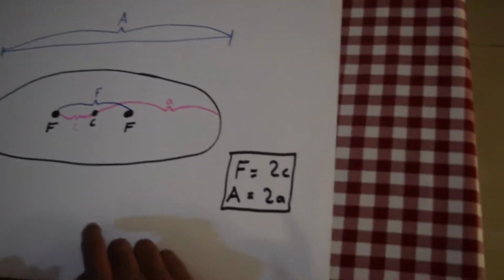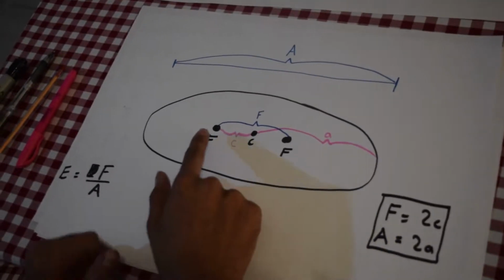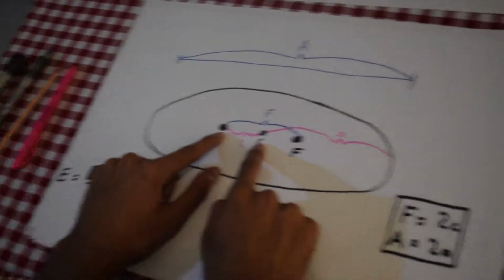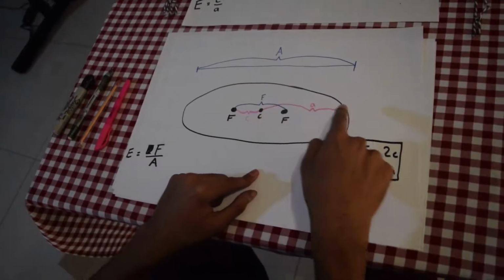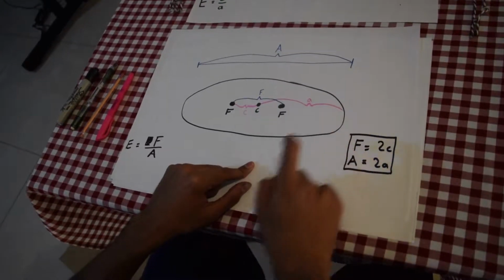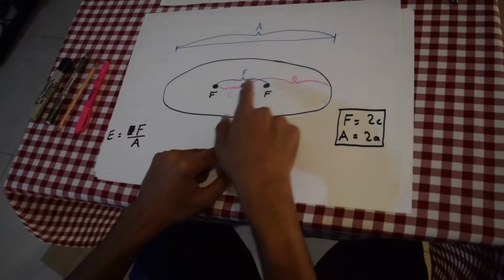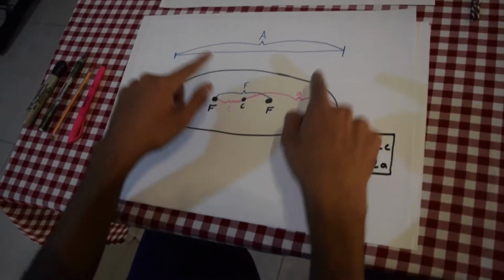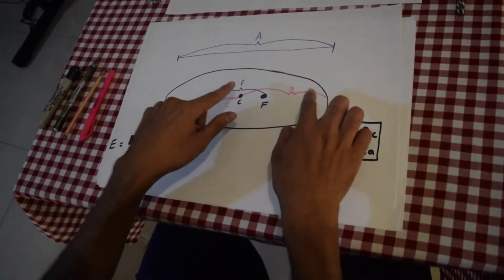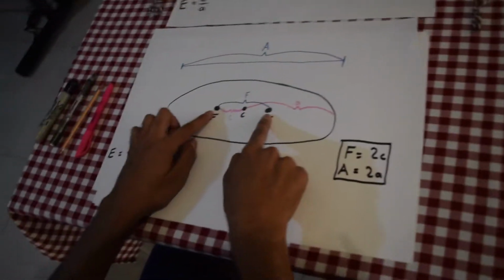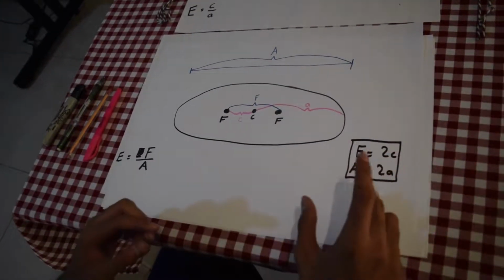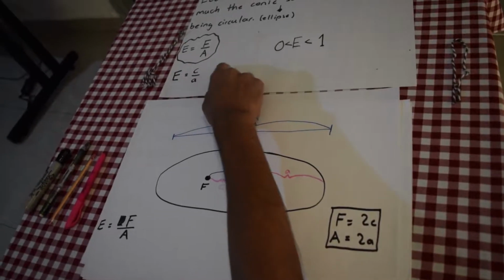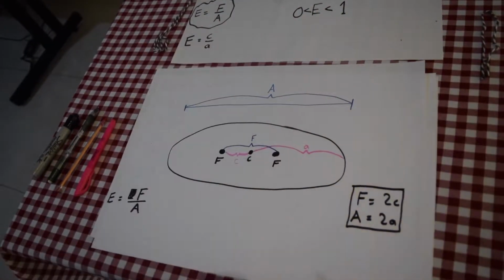So why are these two equations equal? So what is C? C is the distance between the center and the focus. And little a is this distance between the center and a vertex. So here we see that big A is actually 2 times little a, right? And F is 2 times C. So it ends up just being the same equation. It would end up being 2C over 2A, which just ends up being the same thing.